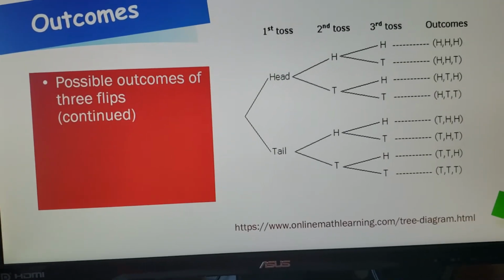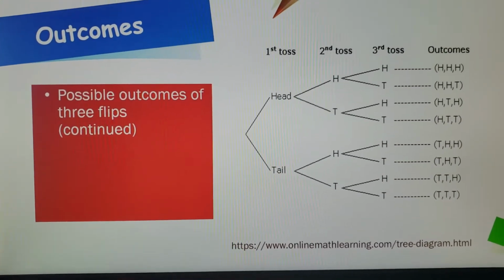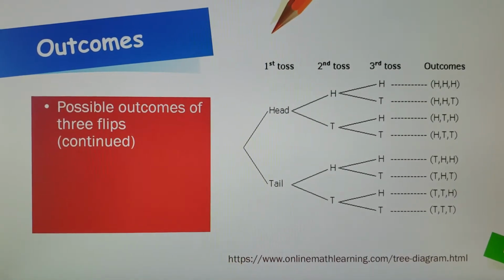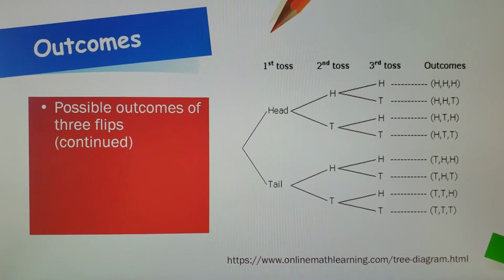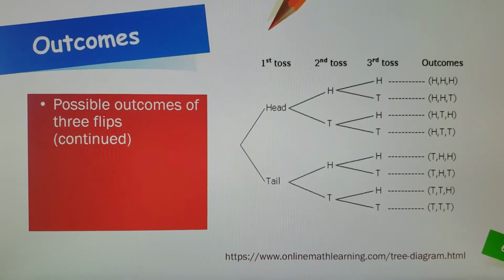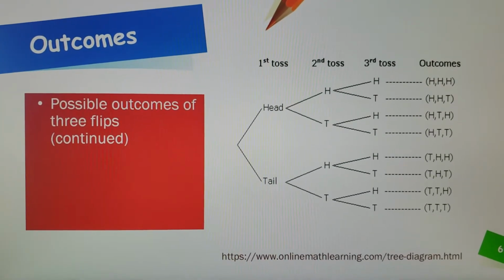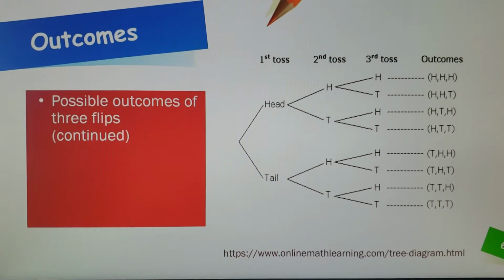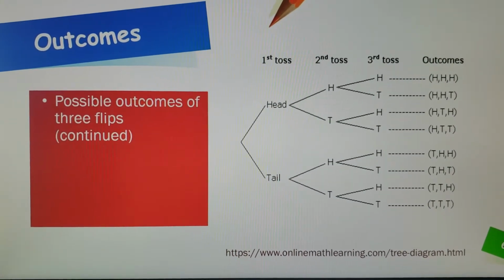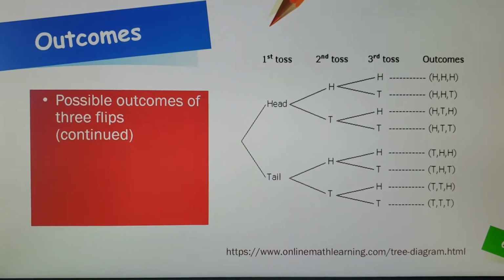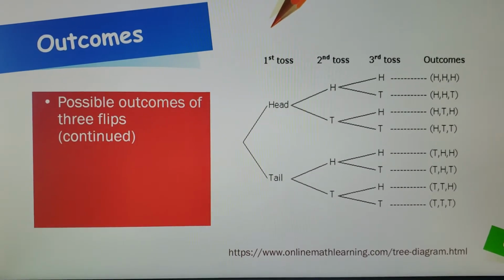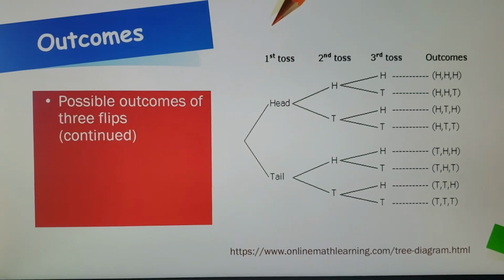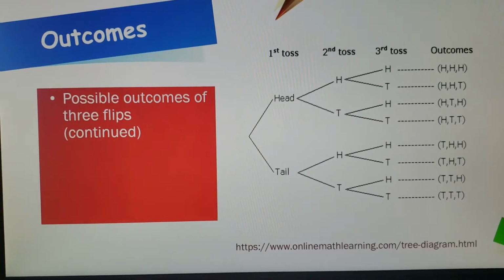Let's try 2 more, and then we can move on to the quarter flipping activity we are going to do. What is the probability of the quarter being flipped 3 times that it would land heads twice? Looking at the tree diagram, 3 of the outcomes have 2 heads, which we would write out as capital P, open parentheses, capital B, close parentheses, equals 3/8.